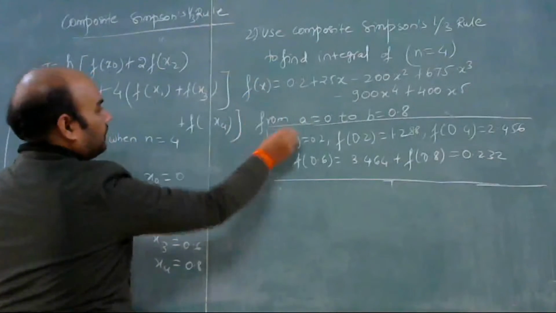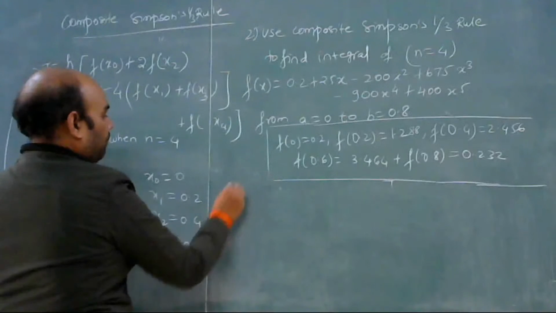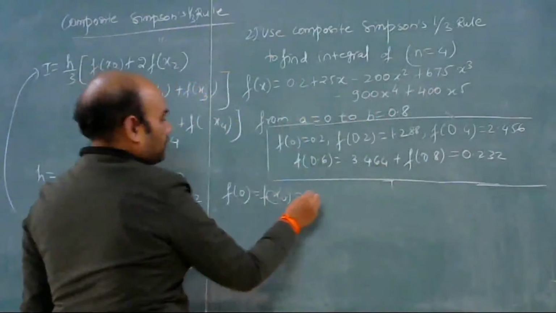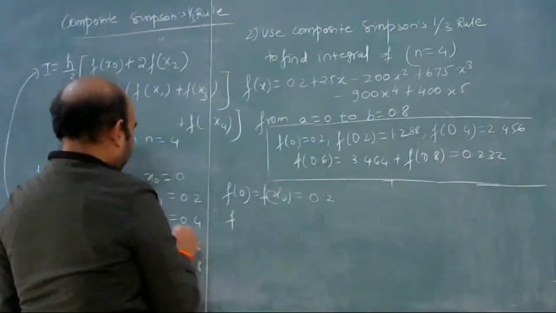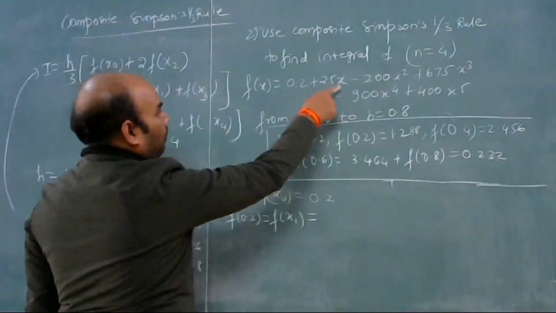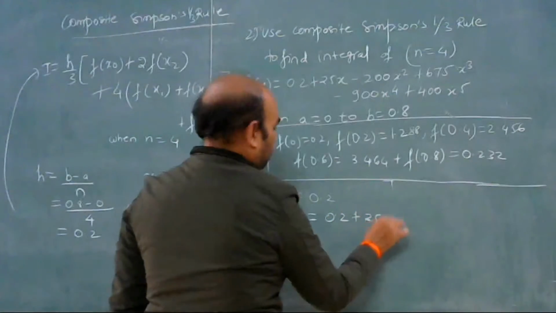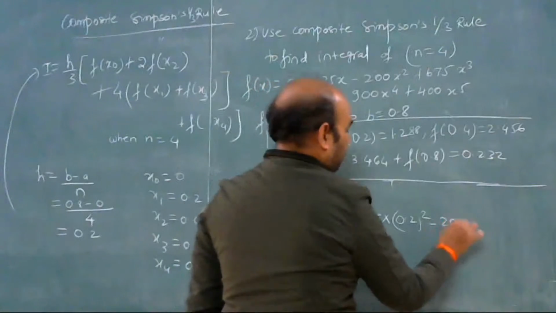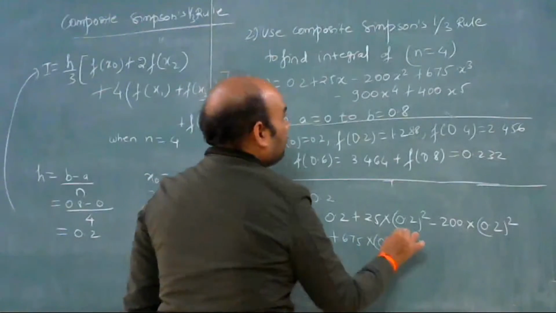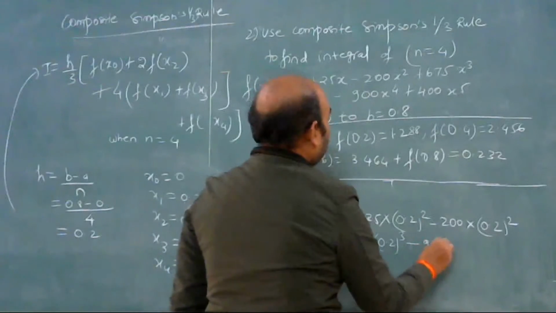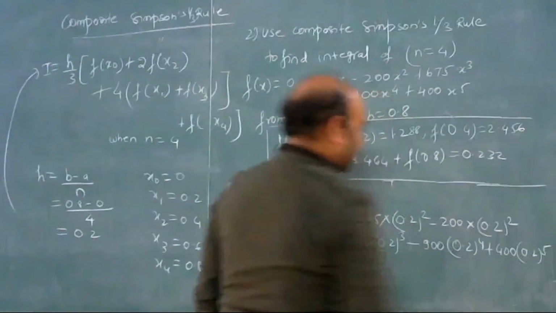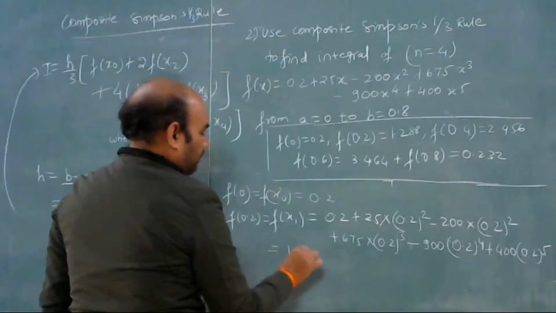So we have to find, as I have written earlier, f of 0, that is f of x0. So we have to substitute x is equal to 0 in this equation, so this will be 0.2. Then f of 0.2, that is f of x1. So we have to substitute the value of x. So this will be 0.2 plus 25 into 0.2 whole square minus 200 into 0.2 whole square plus 675 into 0.2 whole cube minus 900 into 0.2 whole to the power 4 plus 400 into 0.2 whole to the power 5. In this way you will get the value 1.2.